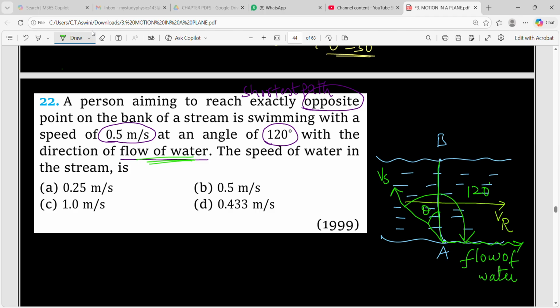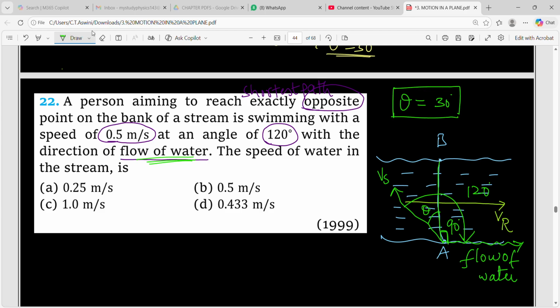Now what about this angle? Shortest path is nothing but perpendicular path. So this is 90. Total is 120. Part is 90. So what about our theta now? It is 120 minus 90, 30 degrees. So the actual angle of strokes of the swimmer is 30 degrees.